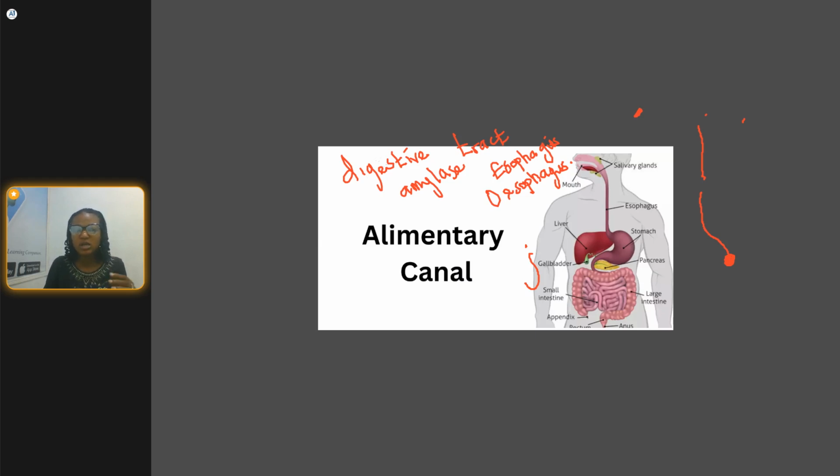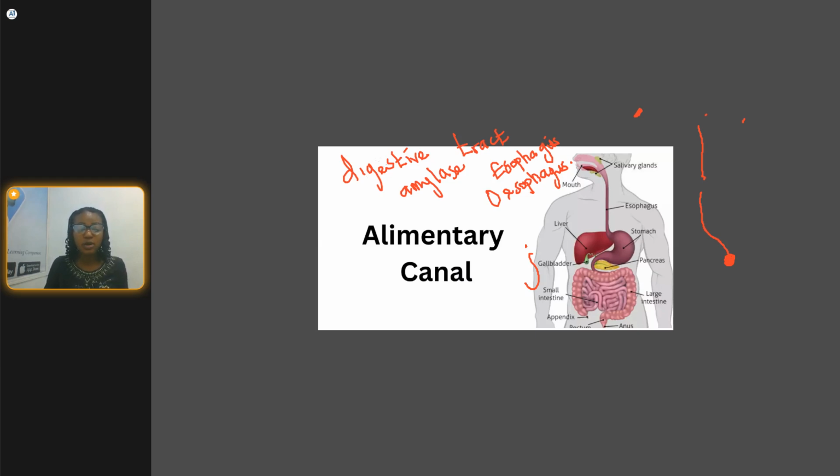It secretes pepsin and hydrochloric acid to digest protein, depending on what you are eating at that moment. We are still going into what we call enzymes, the type of enzymes that each of these organs secrete and how they act on each of the foods that you eat. Depending on the food that you eat, the stomach secretes the right enzymes for that class of food. So that is the function of the stomach. It stores the food temporarily.